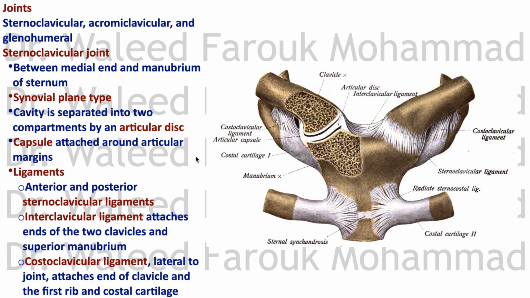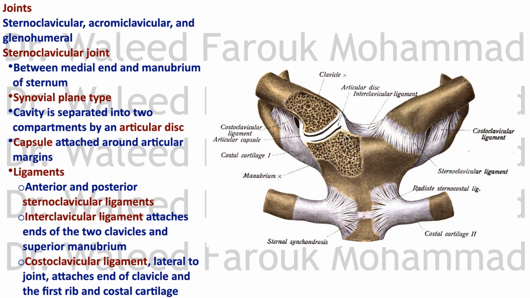The joints of the shoulder. This is the sternoclavicular joint, between the medial end of the clavicle and the notch on the manubrium sterni, just lateral to the jugular notch in the middle. This is the notch or the surface for the sternoclavicular joint. It's of the synovial plane type.